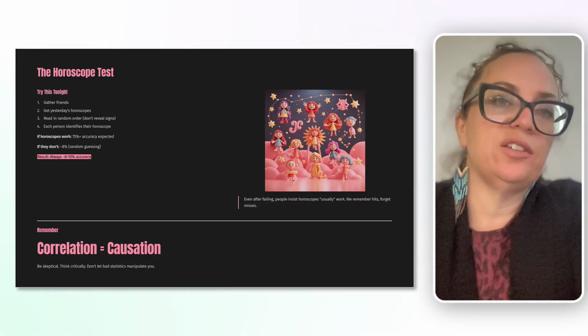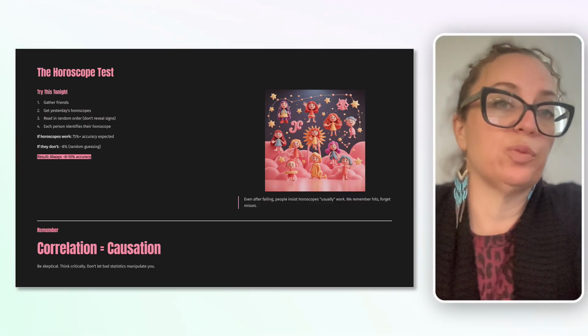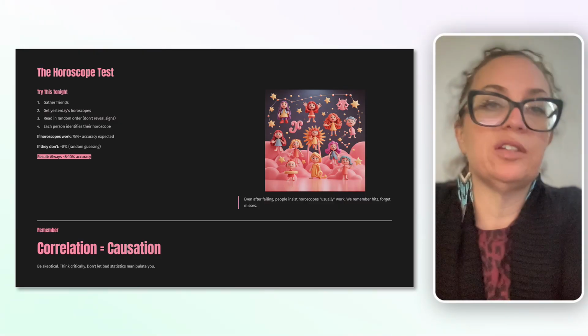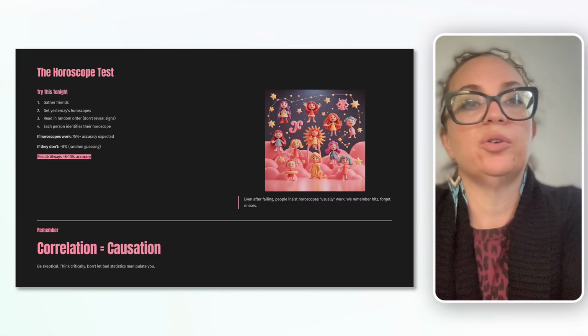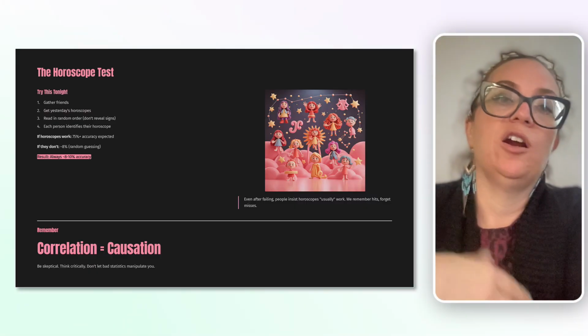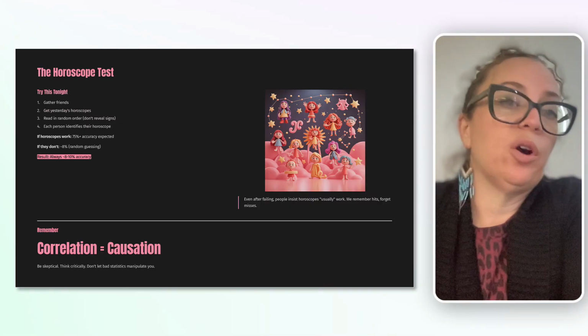But the book says that after the test, even when people fail miserably, they still insist that horoscopes usually work. Why? Because they're relying on examples. They remember the hits, they forget the misses, that's confirmation bias. So this is the danger of reasoning from examples instead of systematic data. Our memories are selective. We notice and remember things that confirm what we already believe.